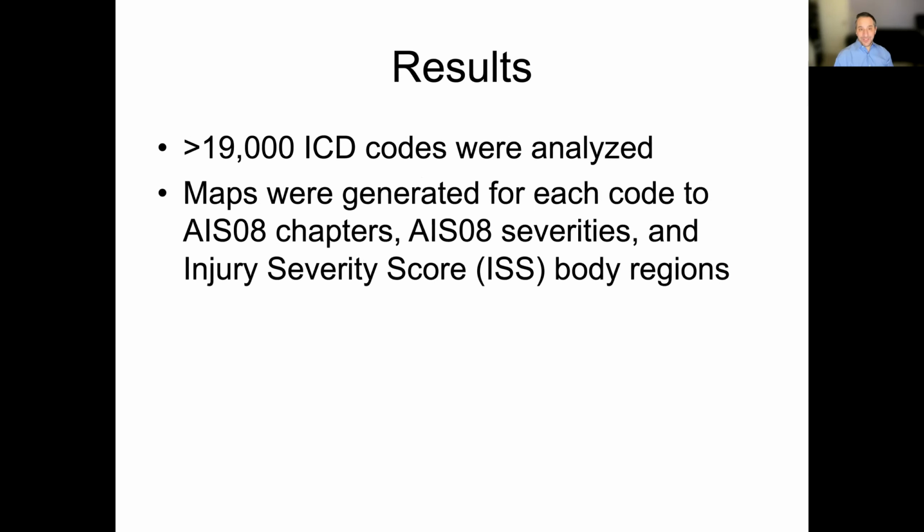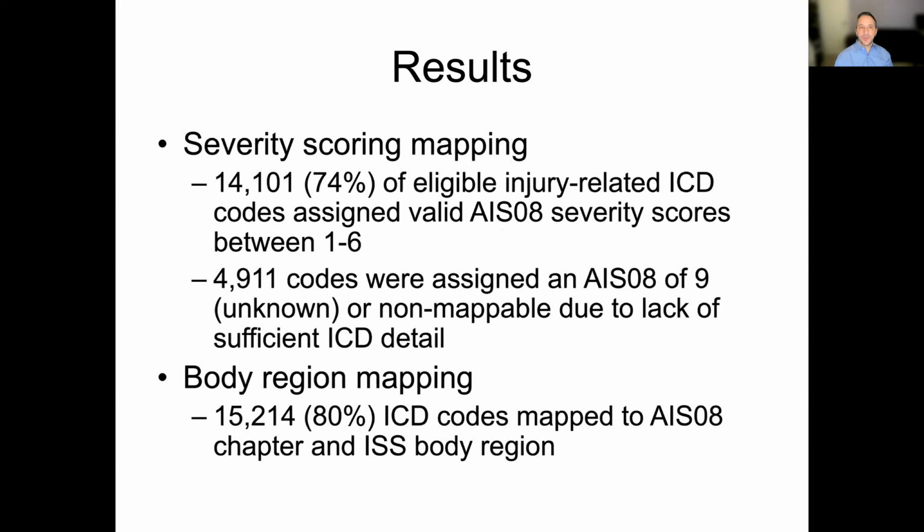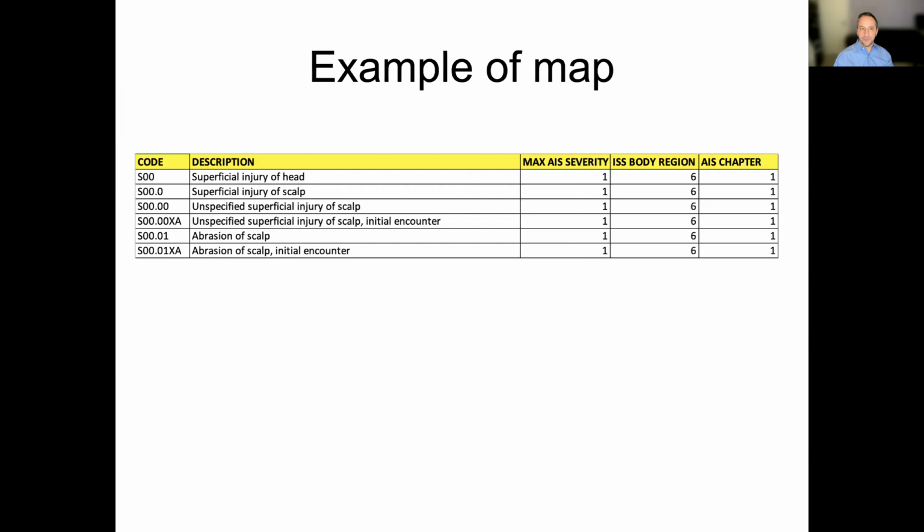So over 19,000 ICD codes were analyzed, about 16,000 from ICD-10 and almost 3,000 from ICD-9. And then maps were generated for each individual code to chapters, severities, and body regions. About 3/4 of the ICD codes were assigned an AIS severity score. The remainder were assigned a severity score of 9 or non-mappable. And about 80% of the codes could be mapped to a chapter and a body region.